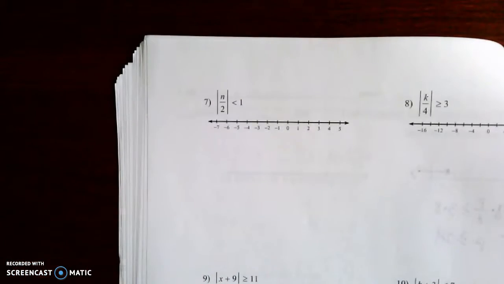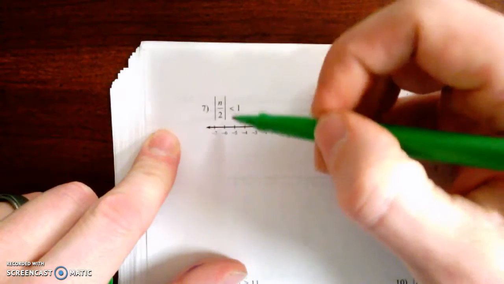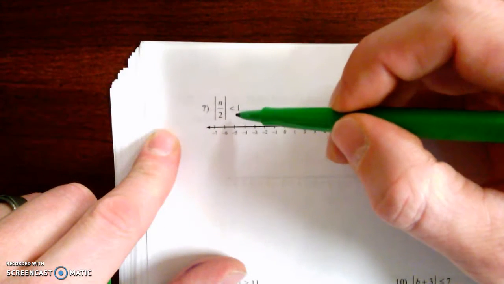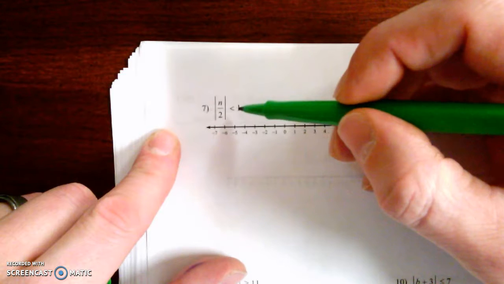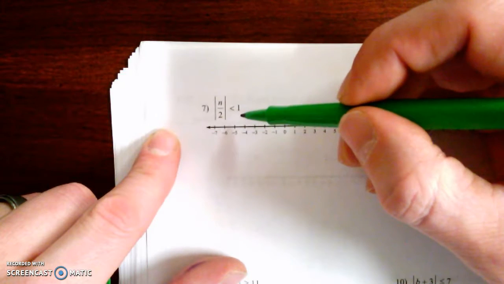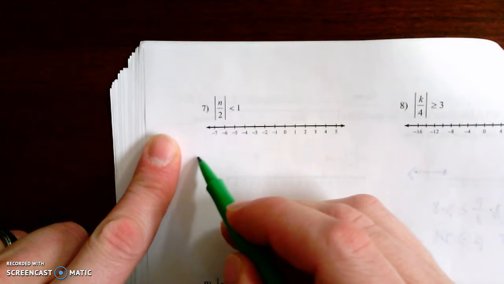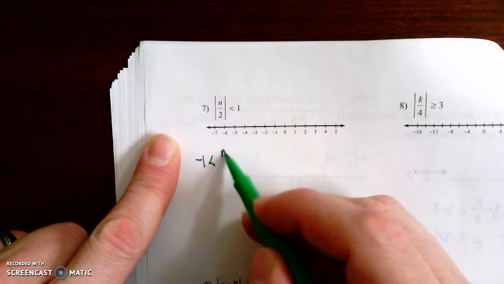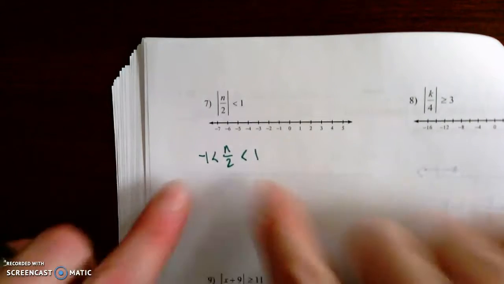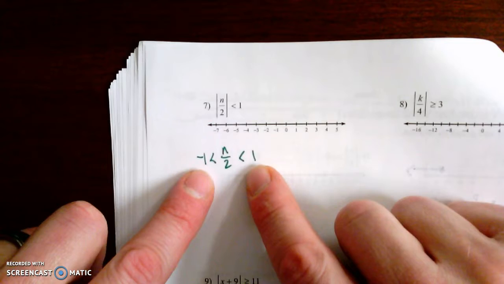Okay, here we go. The absolute value of n over 2 is less than 1. So here, this means that whatever n over 2 is, its distance from 0 on the number line is something that's less than 1. So it's either a number that's between 0 and 1, or it's between 0 and negative 1. So it's somewhere between negative 1 and positive 1. So that means negative 1 is less than n over 2 is less than 1. As long as n over 2 stays within this range, its distance from 0 on the number line will always be less than 1.